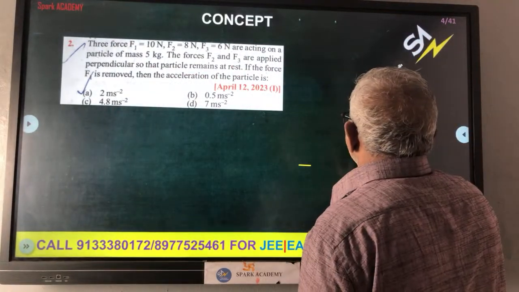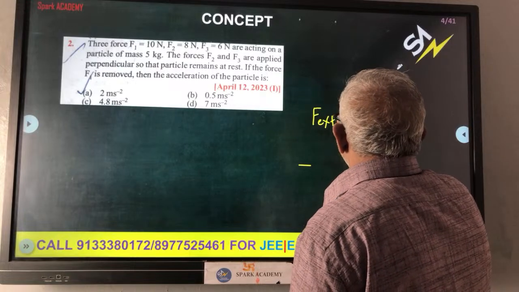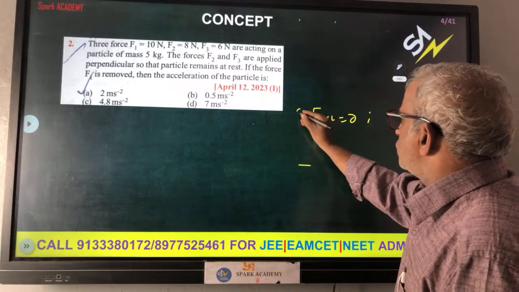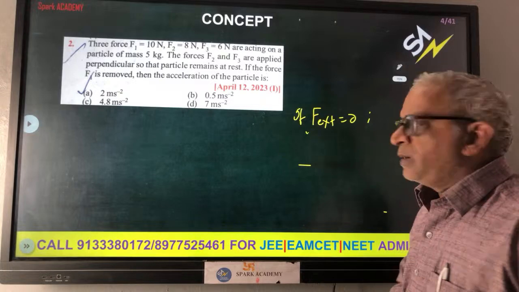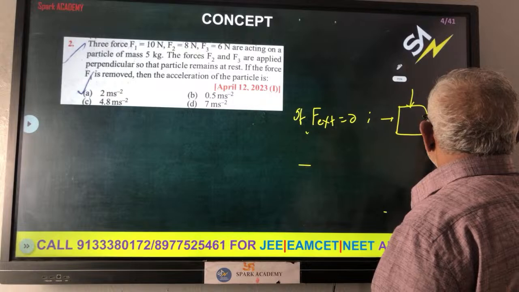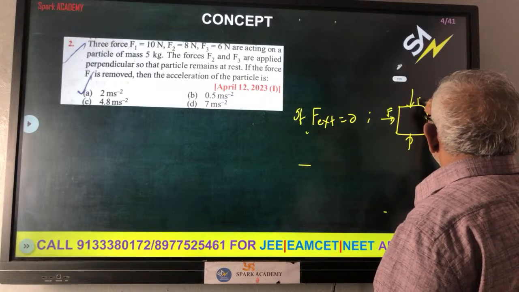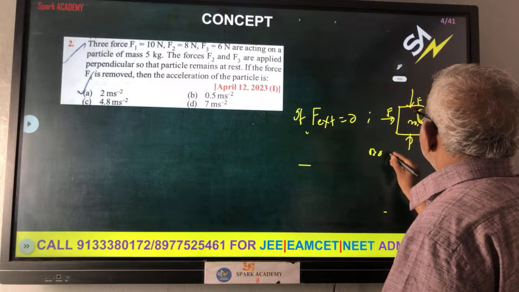the first law says that if the resultant external force is zero, there may be a number of forces acting on a body like this, like this, like this. Even then the body is at rest.